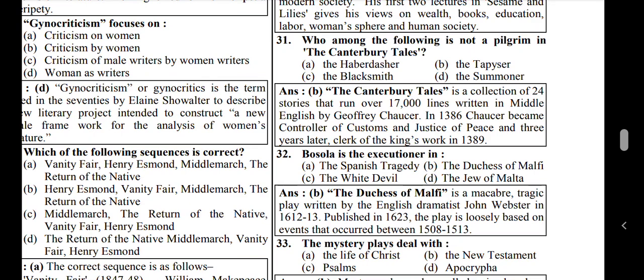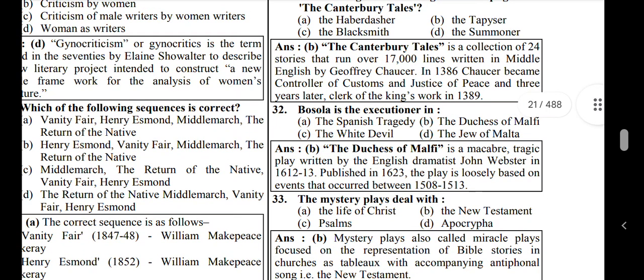So, in 1389, he became the Clerk of the King's Work. So, don't forget: in 1386, he became the Controller of Customs and Justice of Peace, and in 1389, he became the Clerk of the King's Work. Bosola is the executioner in The Duchess of Malfi.